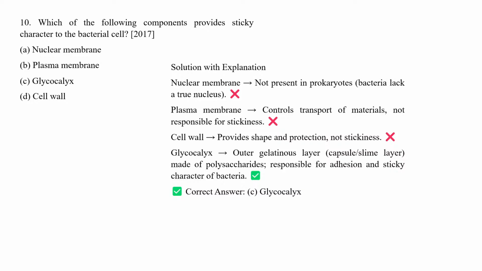The glycocalyx is the outer gelatinous layer or slime layer made up of polysaccharides, responsible for adhesion and the sticky character of bacteria. That's why option C, the glycocalyx, provides the sticky character to the bacterial cells. So the correct answer is option C, glycocalyx. Let's move to the next question.